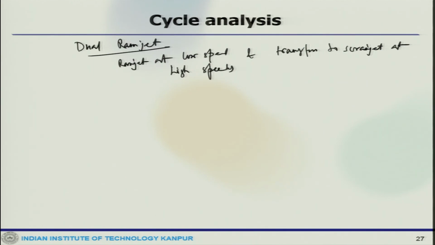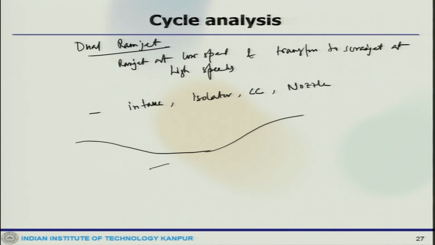So, basically this is another advancement where one can also do the thermodynamical analysis. This will also have similar components like intake or inlet, then there would be isolator, then there is combustion chamber, then there would be nozzle. So, these are some of the components. If somebody draws a schematic like that, and that is the spike, these are the pattern of the shock.